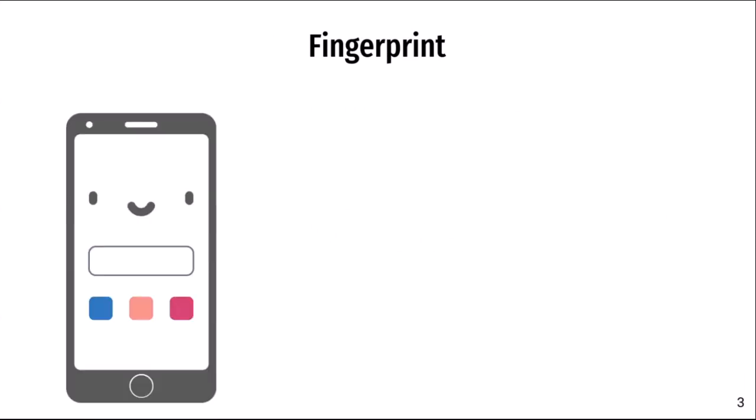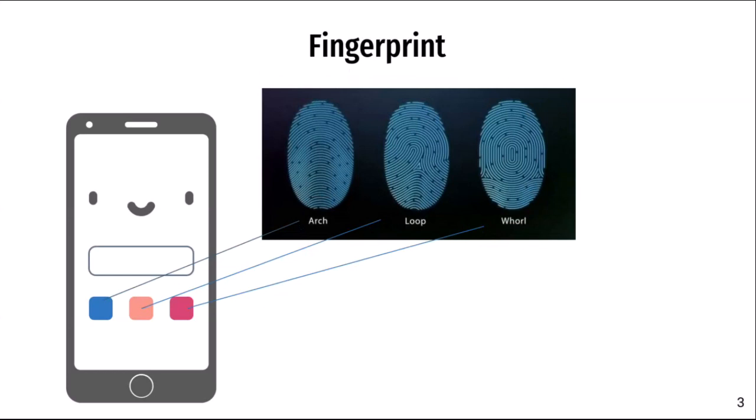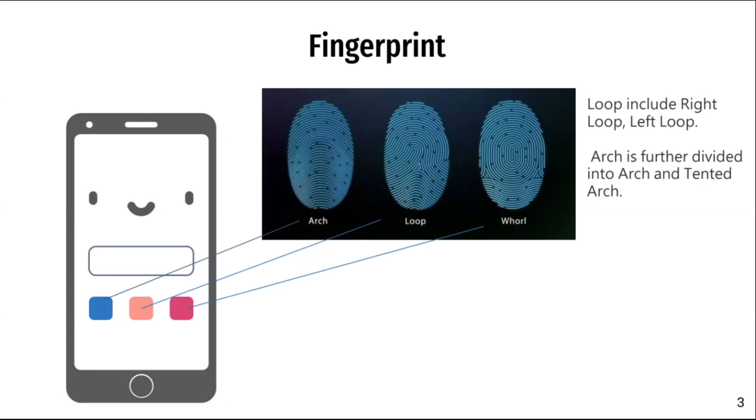When we mention fingerprints, I will first briefly introduce the types of fingerprints. There are usually 3 fingerprint types: arch, loop, and whorl. And due to direction, the loop includes the right loop and the left loop. And the structure helps us divide quickly into the arch or the tented arch.